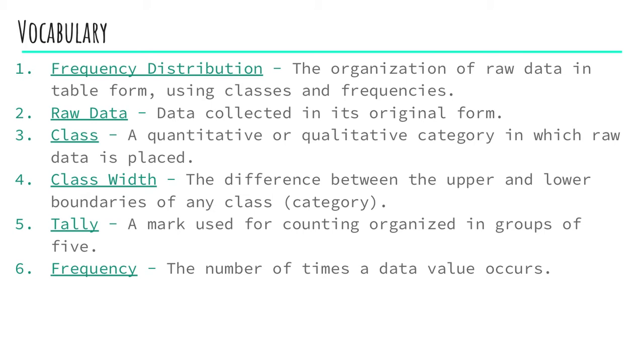Class width is the difference between the upper and lower boundaries of any class or category. Remember I mentioned this before. A tally is a mark used for counting, organized in groups of 5. And frequency is the number of times a data value occurs.